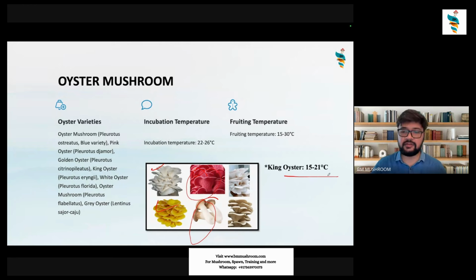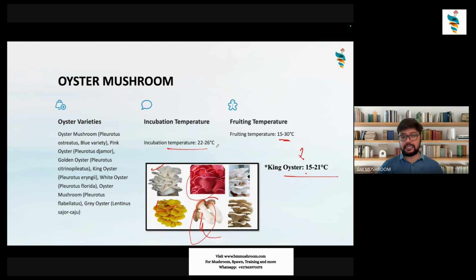The king oyster variety, this is the king oyster. Only its temperature range is a little low. It can grow only in the winter time, from around 15 to 21 degrees Celsius. Other than that, most of the oyster mushrooms can grow between 15 to 30 degrees Celsius. The exception is king oyster mushroom. And the incubation temperature, what is it? It is just 22 to 26 degrees.